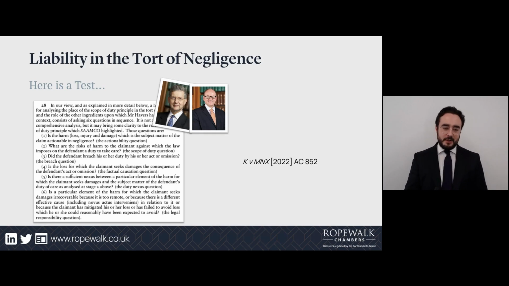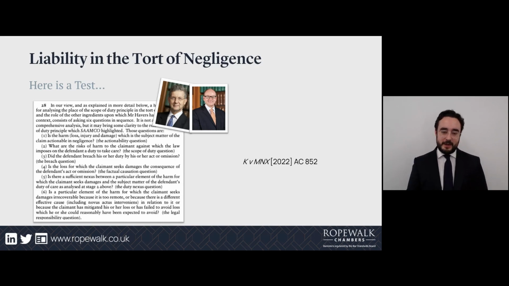And this is quite a different framework analytically to that which we're accustomed to, and which I put up a few slides ago. So we have the actionability question, the scope of duty question, the breach question, the factual causation question, the duty nexus question, and then finally the legal responsibility question. So quite a different analysis, and one which certainly some lawyers and some judges thought, in a novel situation, needed to be applied as a cross-check to make sure that they were making a decision that was consistent with the wider tort of negligence. And we'll look at how that fared in a moment.